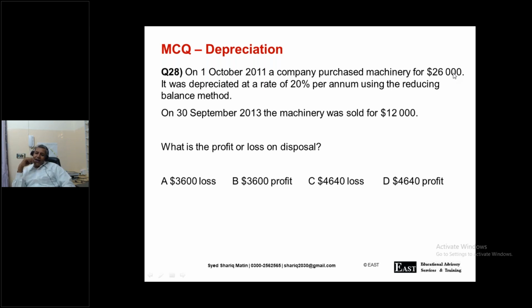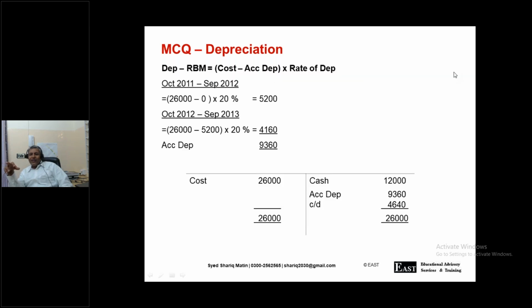Let's see. I did almost the same thing as Shapar said. Look at my answer, right? I calculated 20% depreciation as she told us. 26,000 into 20% got 5,200. And the next year, as Shapar just said, 26,000 minus 5,200 into 20% is 4,000 plus depreciation. And then if I add it up, I got 9,360.